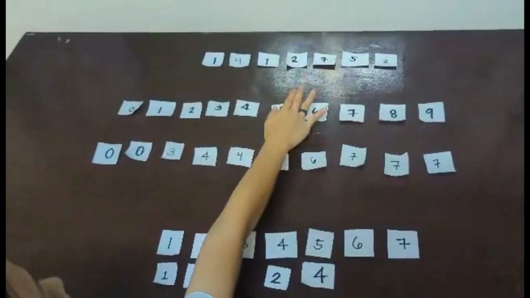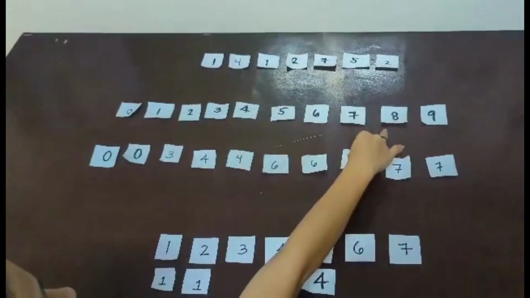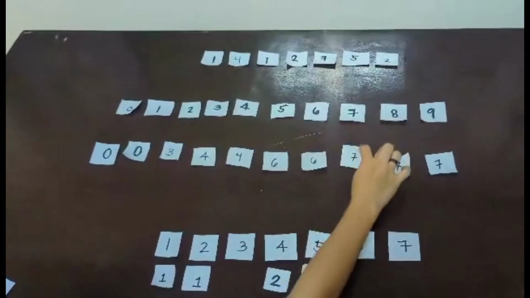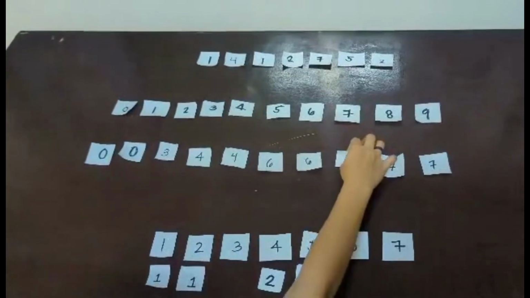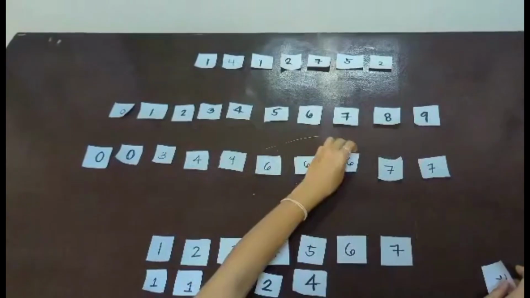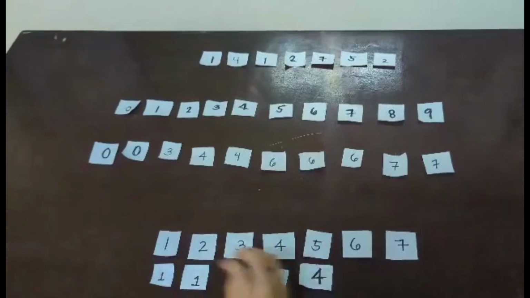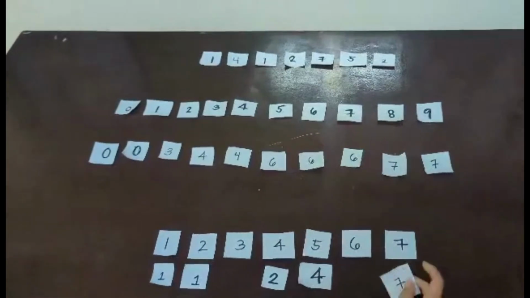So 7: the count of index 7 is 7. So 7 will be deducted by 1. 7 minus 1 equals 6. So our 7 will be 7.